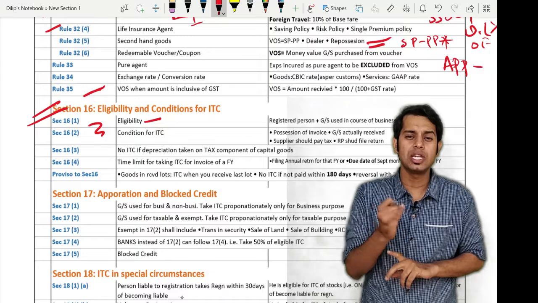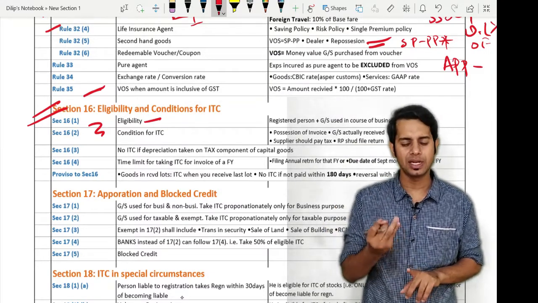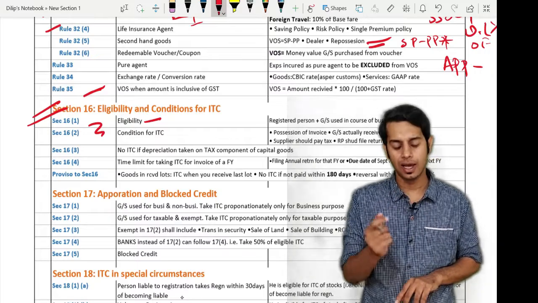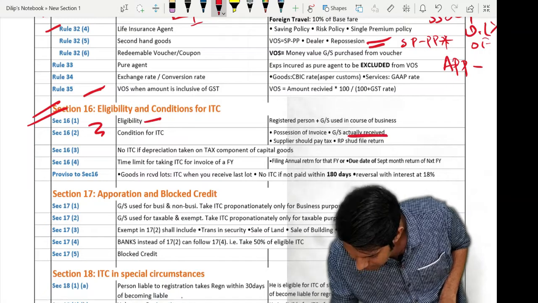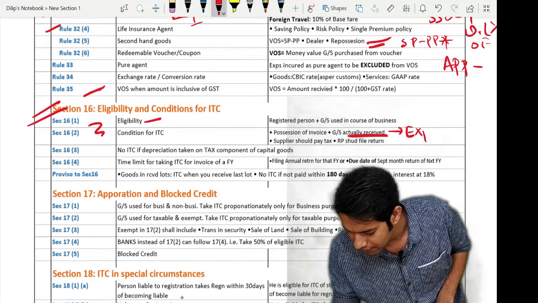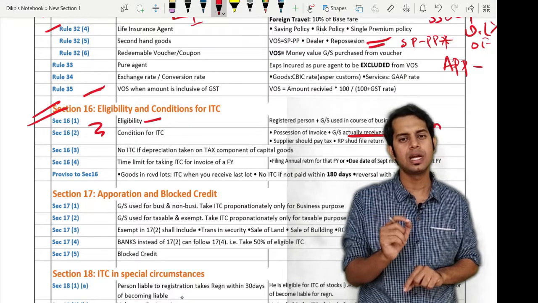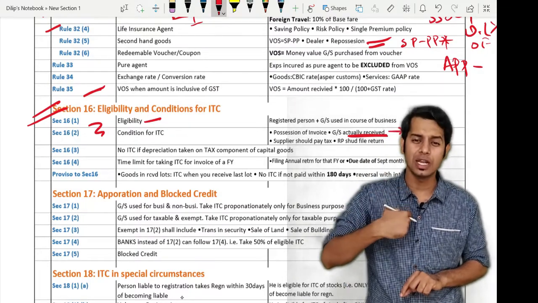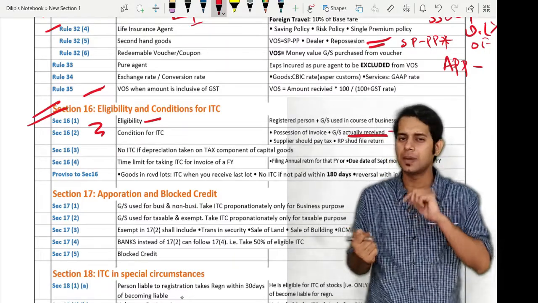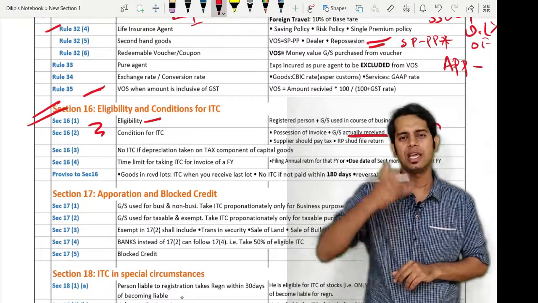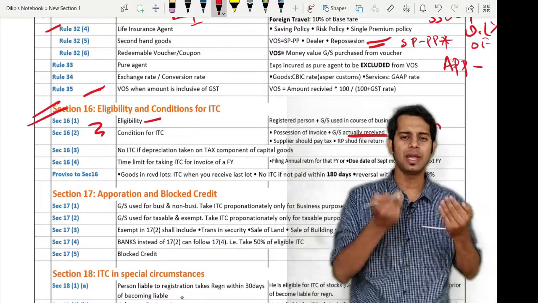Registered person should have actually received the goods or services. Then the supplier should have paid the taxes, and the recipient, that is the registered person, should have filed his returns. For actual receipt, there is an explanation which says that if the goods are delivered to a recipient on the direction of the registered person, it is deemed that the registered person has received the goods. That means if delivery is made to a third person on the direction of the registered person, then ITC can be taken by the registered person.